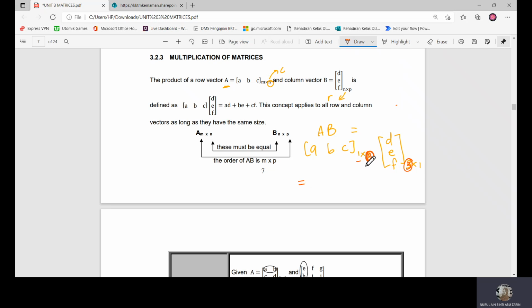The dimension of the matrix that you will be getting at the end would be 1 by 1. So that is how you identify and multiply matrices. They have to have the same number in the middle, then only you can multiply, and the answer would take the outer values of the dimensions. We'll see the example after this.